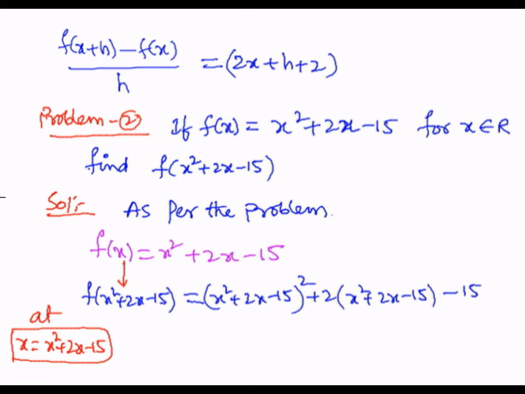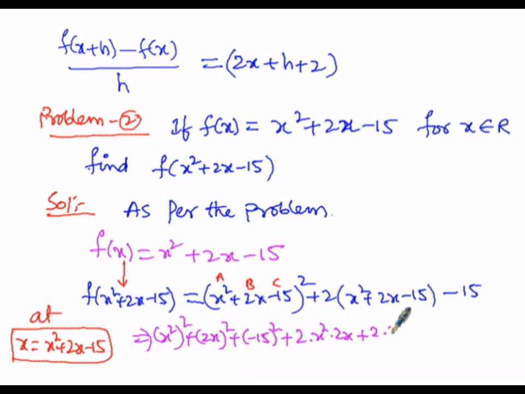The next logical step: it is in the form of a plus b plus c whole square. Here we can elaborate as a square, that is x square whole square, plus b square, that is 2x whole square, plus c square, that is minus 15 whole square. Here a is x square, b is 2x and c is minus 15. Plus 2ab, 2 into a value x square into b value 2x, plus 2bc, 2 into b value 2x into c value minus 15, plus 2ca, 2 into c value minus 15 into a value x square. So a square plus b square plus c square plus 2ab plus 2bc plus 2ca.